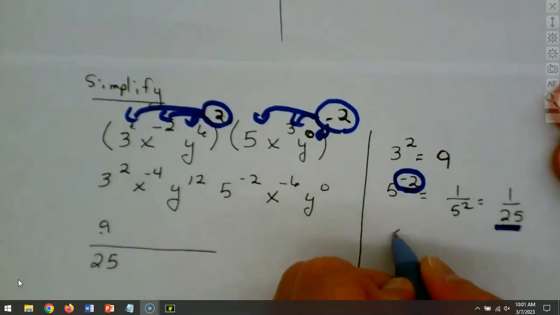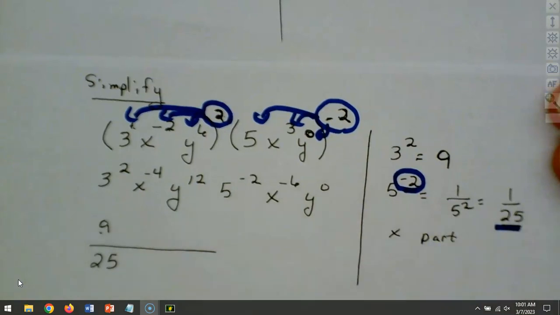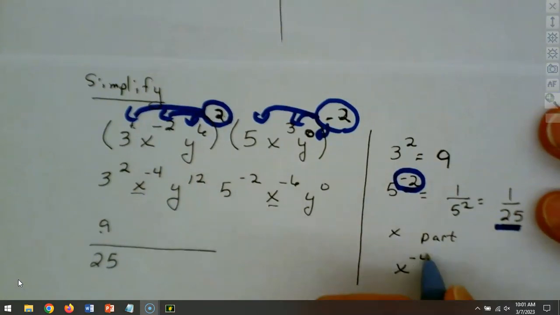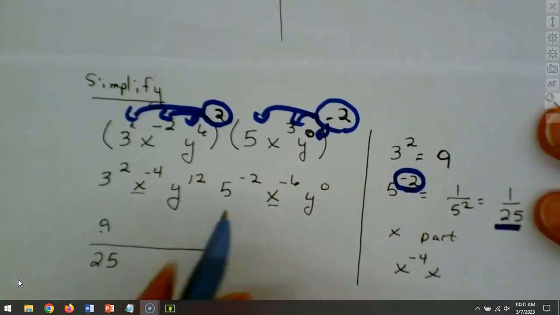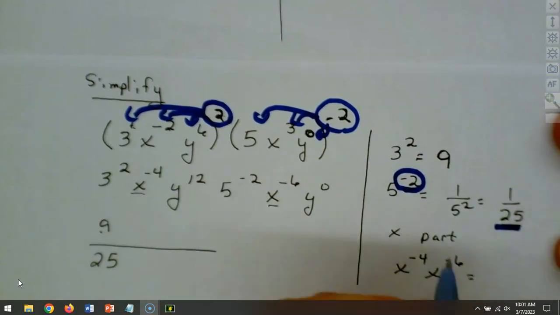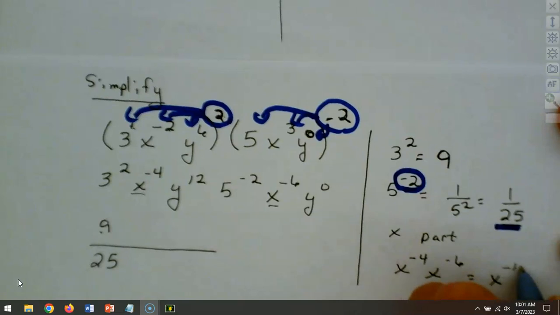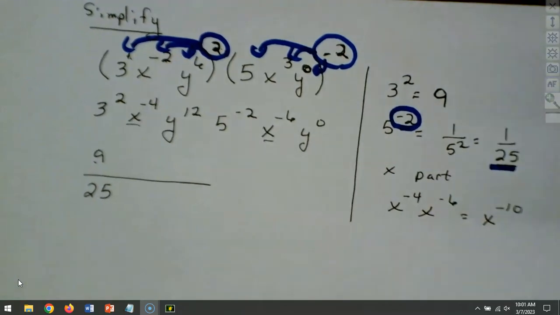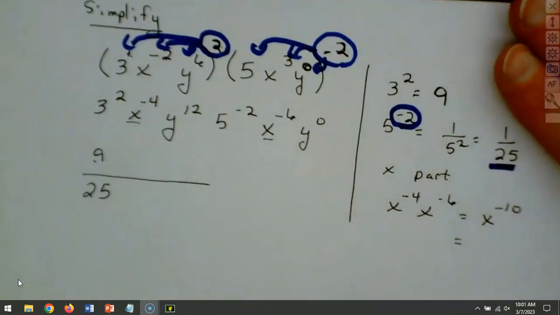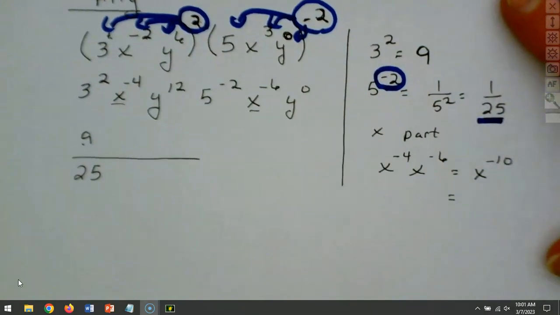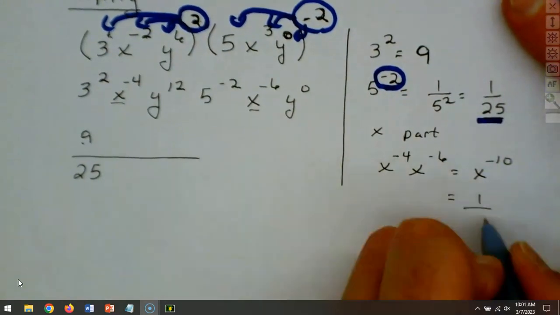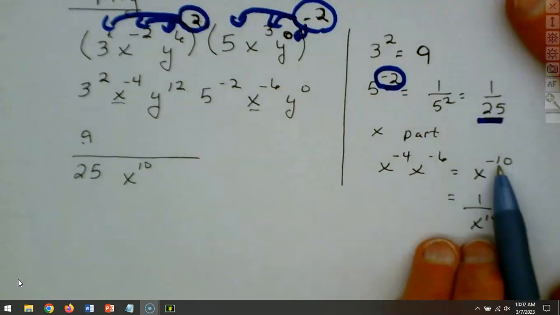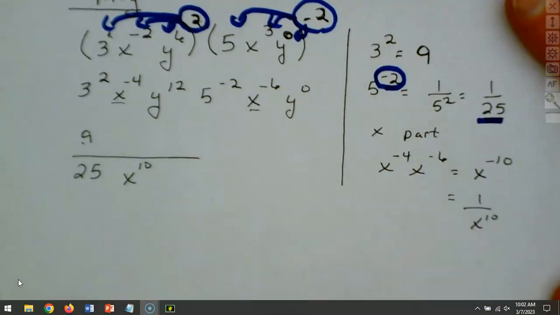Now let's look at the x parts. What do we have for the x's? For the x's, we've got an x to the negative 4th, and an x to the negative 6th. Those go together, and they make it x to the negative 10th. Right? Those simply go together. Now, what do we know about x to the negative 10th? We can't have negative exponents. So I would rewrite this as 1 over x to the 10th power. So that means that is going down below. Anytime you have a negative exponent, you rewrite it as a positive and it goes below.